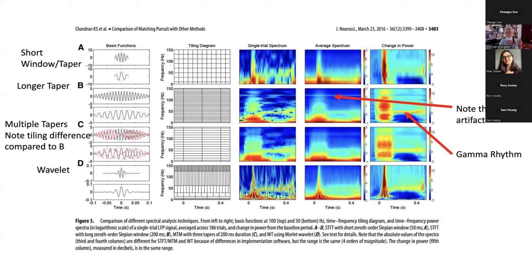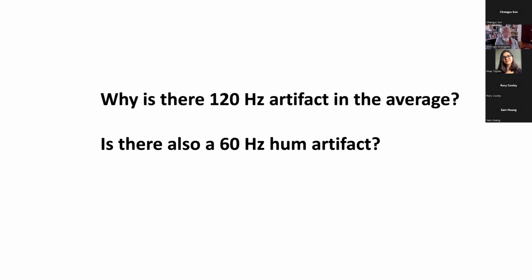And this kind of goes back to something I mentioned when we talked about signal averaging. So why is there a 120 Hertz artifact in here? And would there also be 60 Hertz? Well, we already saw in the power plots that indeed there is.